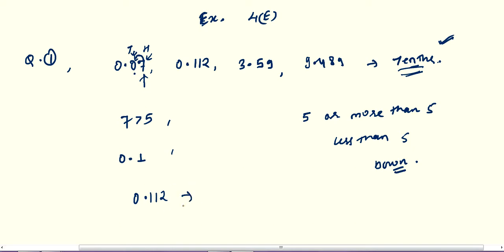So the digit at hundredth position is 1 and 1 is less than 5. So this is the case of rounding down. So simply this 1 will be 0 and after that the digit 2 will also be 0. So you only have to write 0.1, only this one. These two digits you have to remove.